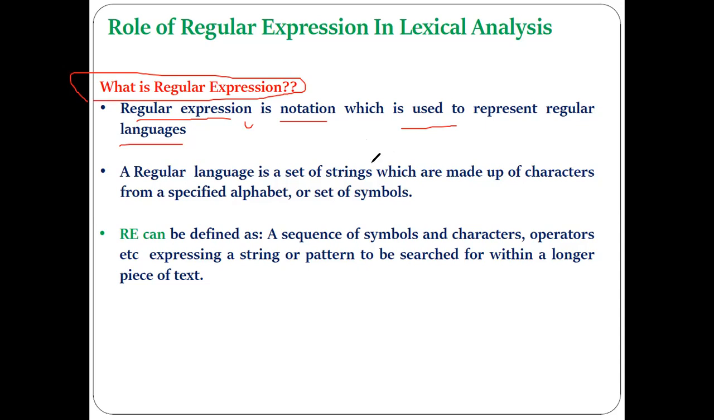Now, what do we mean by regular languages then? Here I have mentioned the regular language is nothing but a set of strings which are made up of characters from specified alphabets or from a set of symbols. If you see how a general language is formed, a language generally consists of a sequence of sentences, sentences consist of a sequence of words, and words consist of a sequence of alphabets or symbols. Okay, so the same is the regular language, which consists of a set of strings, and this set of strings is formed with the help of a sequence of characters. And this sequence of characters is formed from some specified alphabet or symbols.